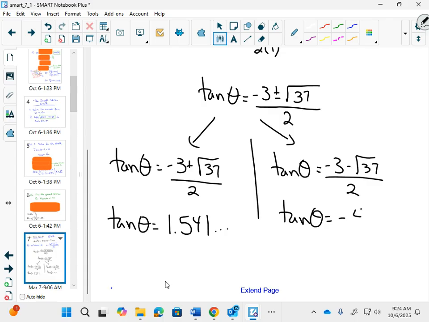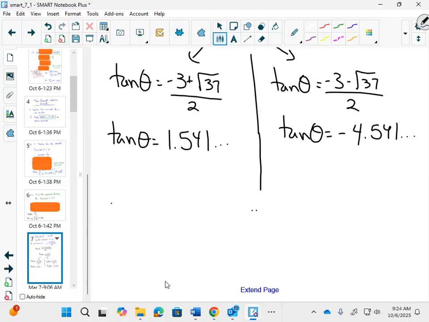I just put it into my calculator, because sometimes it's hard to see which ones are positive and which ones are negative when you're dealing with square roots. The mental math is harder to see. I put it in my calculator so I could see that on the right-hand side, tan of theta is positive. That already tells me with my CAST rule, I'm going to be looking in quadrant 1 and quadrant 3. And on the left side, tan of theta is negative. My CAST rule says I'm going to be looking for answers in quadrant 2 and quadrant 4.